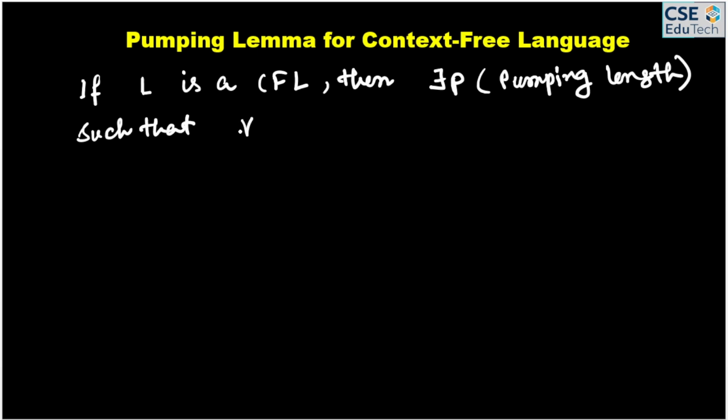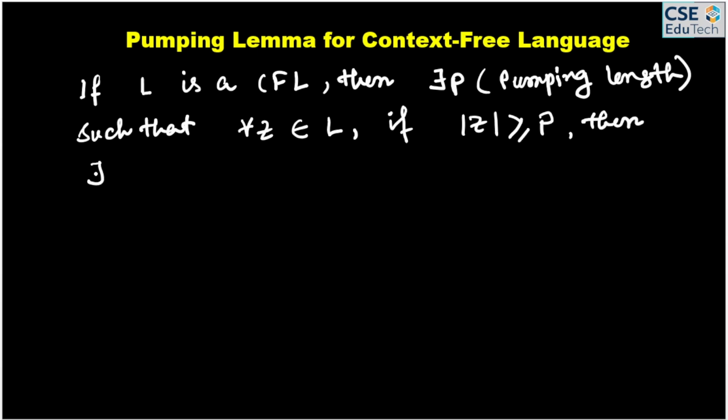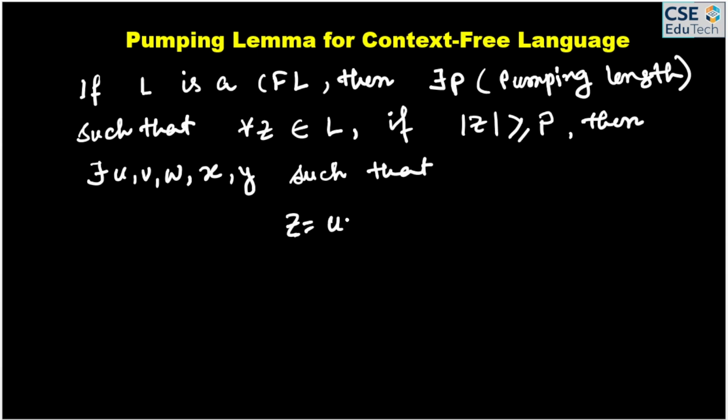for a string Z belonging to the language L, if the length of this string is greater than or equal to P, then there exist U, V, W, X, Y such that the string Z can be partitioned into 5 parts: U, V, W, X, Y.